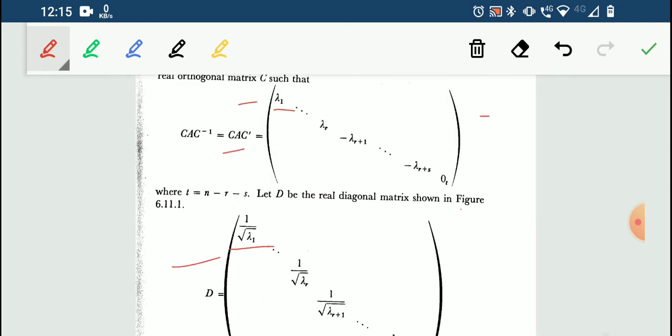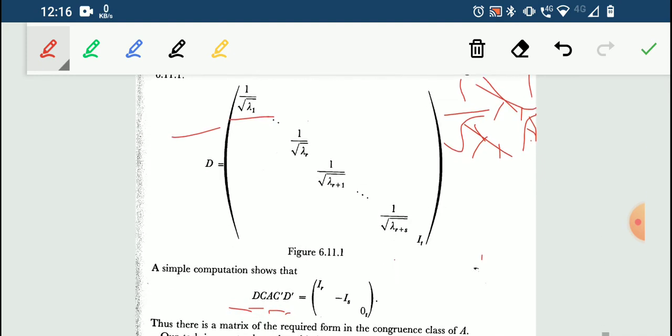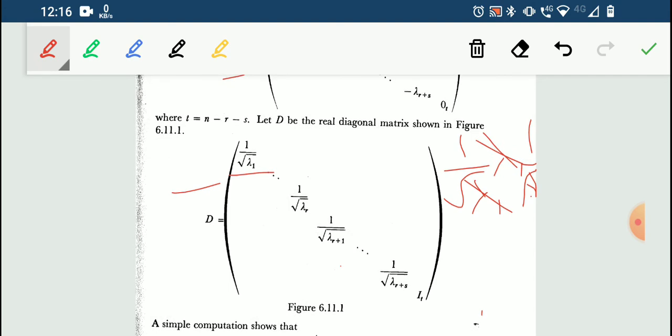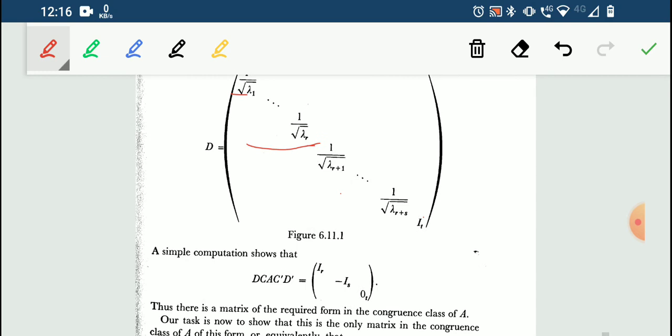So if you multiply 1 by root lambda 1 into lambda 1 into 1 by root lambda 1, these cancel and you will get just 1. The same thing happens for all the elements till 1 by root of lambda r. And how many rows are there? There are r rows, so you will get I r because all the elements are 1. You got a block matrix I r.